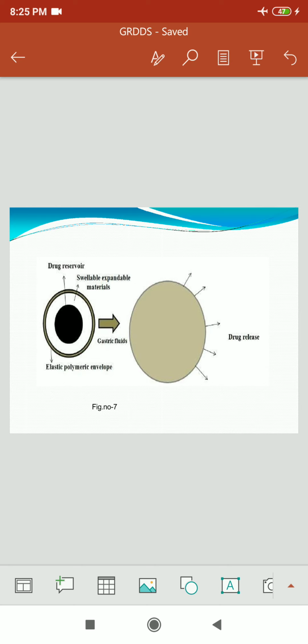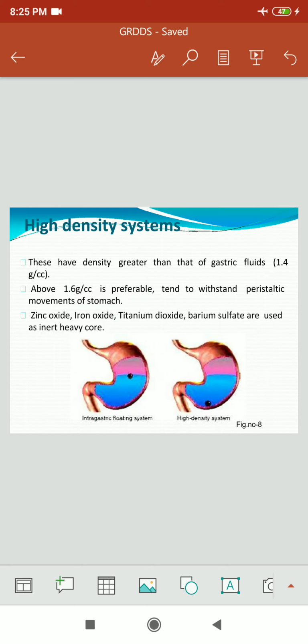Expand the dosage form. High density: we increase the density of the dosage form, which stays at the lower part of the stomach, and the density of that device is 1.6, which withstands the peristaltic movement of the stomach. As we know, our GI tract has peristaltic movement for crushing and mixing purposes, so the dosage form should withstand this peristaltic movement. So the density is 1.6.